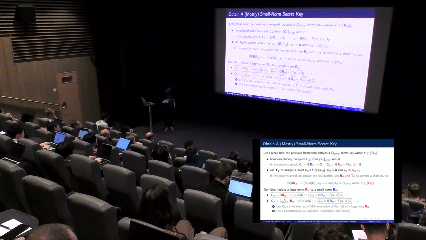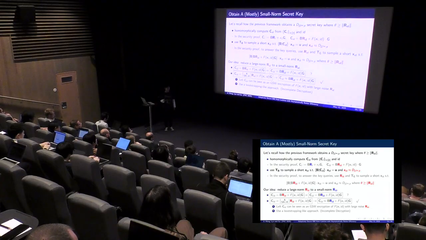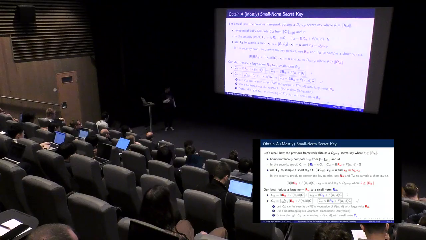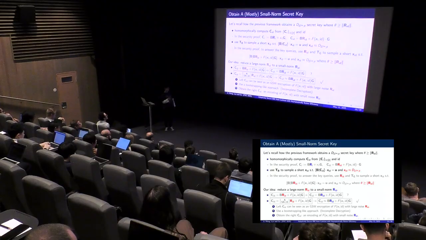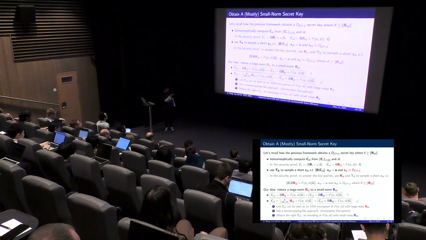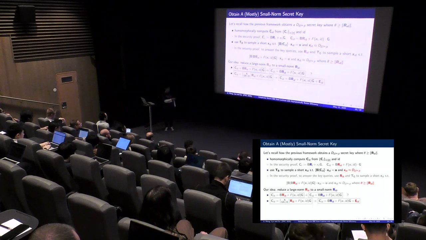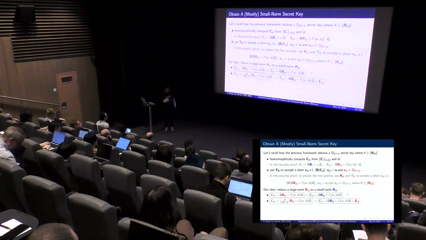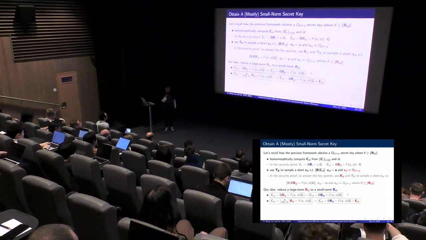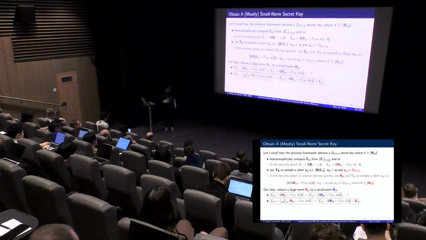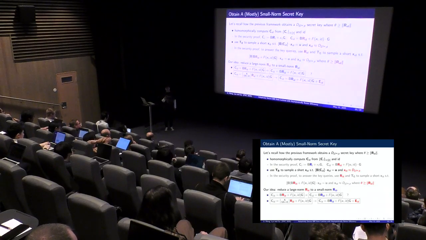And we use a bootstrapping-like approach. In more detail, it's an incomplete decryption. And we can get the right CID, which is an encoding of FID with a small noise RID. Note that this is just an approximation. Exactly, the CID is BRID plus FIDG plus EID. Well, the RID is a small norm matrix, and EID is a large norm matrix.